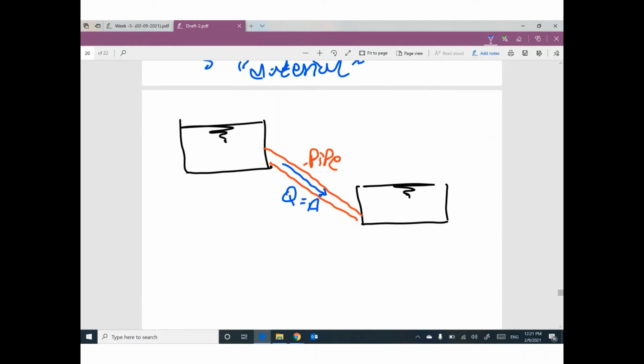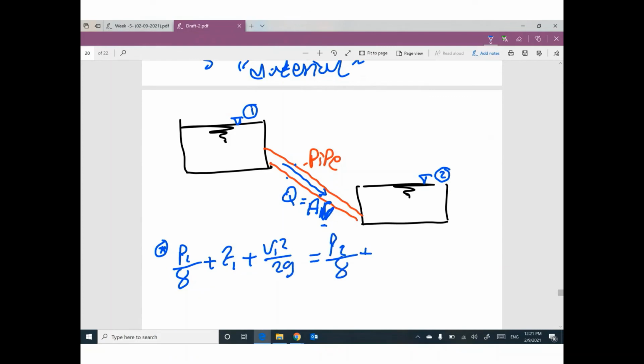The discharge equals area, the cross-section area of this pipe, times V, the velocity. How can I calculate the velocity? I will assume this surface is surface number 1, and this surface is surface number 2. I will first apply the energy equation between the two locations. So P1 divided by gamma plus Z1 plus V1 squared divided by 2G equals P2 divided by gamma plus Z2 plus V2 squared divided by 2G plus H losses.